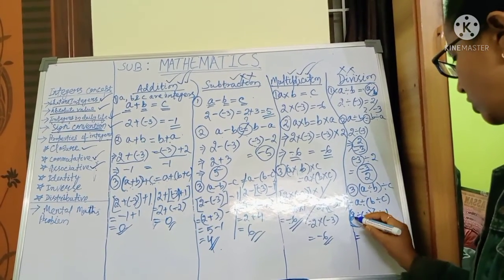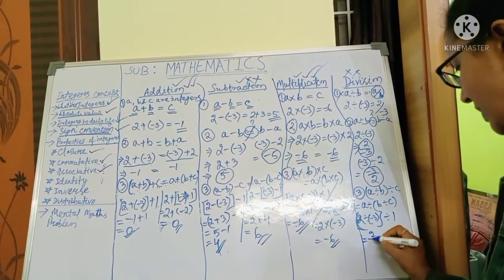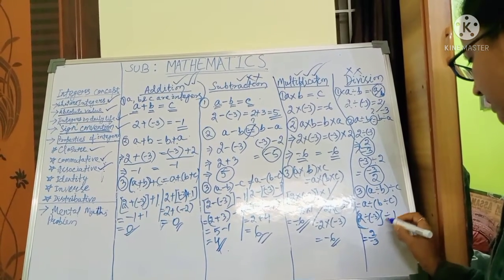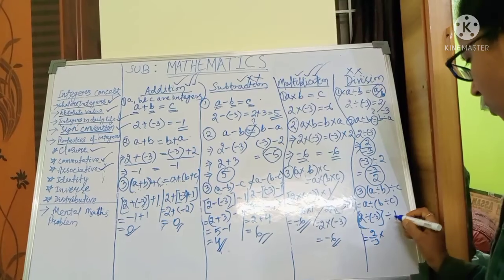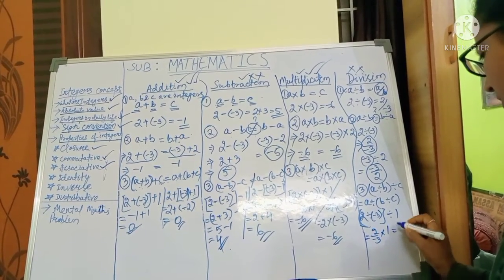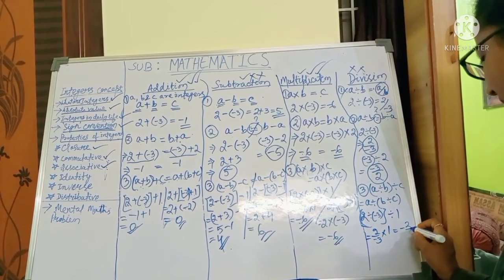is equal to 2 divided by minus 3 is 2 by minus 3 and divided by 1 means into 1 by 1. So it will be minus 2 by 3.